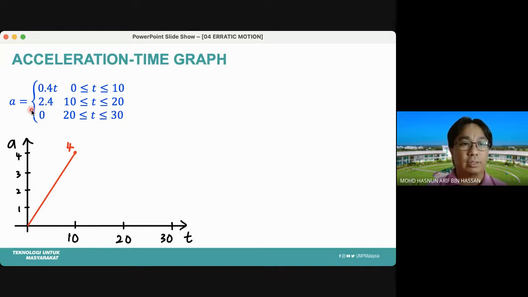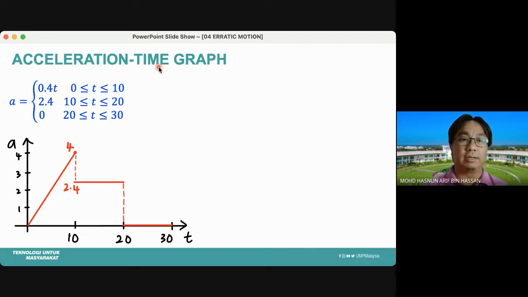Okay, now let's go to the second part. t is 10 until 20. So a is 2.4. So this will be just a straight line. Here, 2.4 is roughly about here. From 10 to 20, acceleration is constant, 2.4. So this is what you get. You can draw the connecting line here from phase 1 to phase 2. And then the last phase, 20 to 30, acceleration is 0. So this is another straight line down here, a is equal to 0. Okay, so this completes the acceleration-time graph.